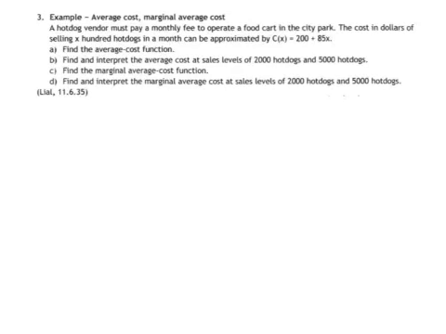Okay, so let's look at the question now that we have an understanding of how we find average cost, marginal cost, and marginal average cost. The question reads, a hot dog vendor must pay a monthly fee to operate a food cart in the city park. The cost in dollars of selling x hundred hot dogs, I'm going to underline that 100, that's going to be important later on, in a month can be approximated by C of x equal to 200 plus 85x.